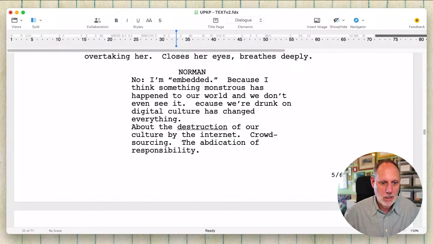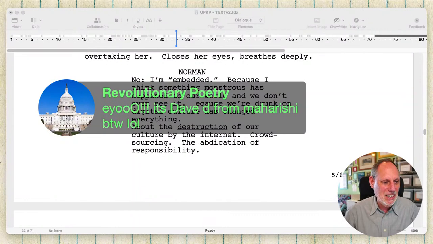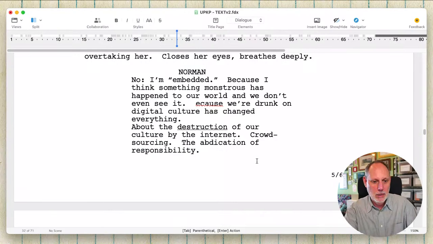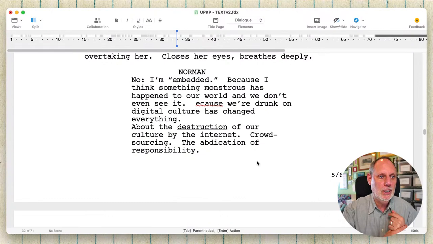Hello, revolutionary poetry, aka Dave D. Hi. Dave D was a student at Maharishi International University, which is the university in Fairfield, Indiana, where the David Lynch Master's program in screenwriting is. I have taught there a few times, going for a short guest lectureship of two or three days. So revolutionary poetry is a former student from there.